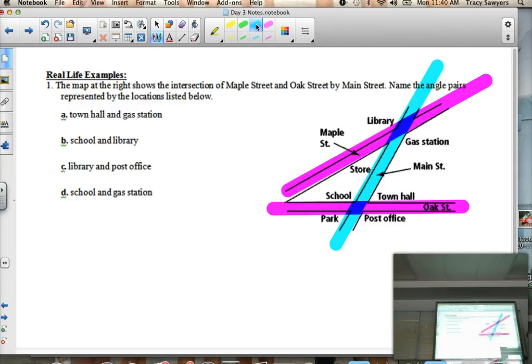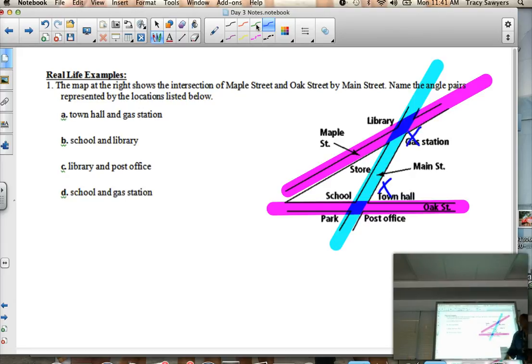Now, do you remember? Yes, you do. From vocabulary, we had certain angle pair relationships. Well, what we're looking at here is we're relating that to a map. It's a real life situation. So we have the town hall, which is right here, and the gas station, which is right here. Can you see those X's?